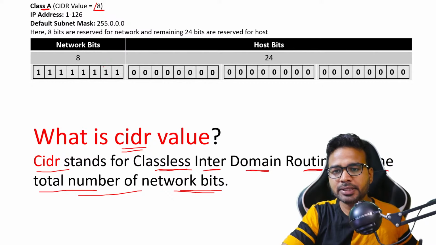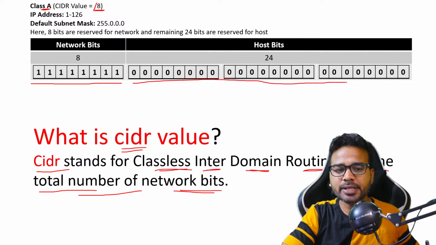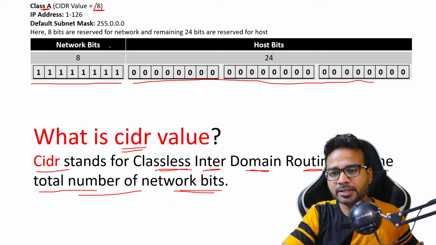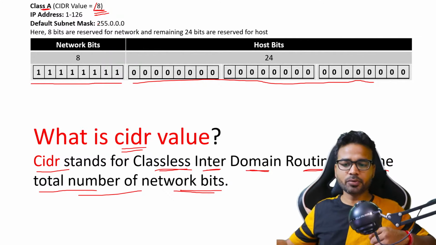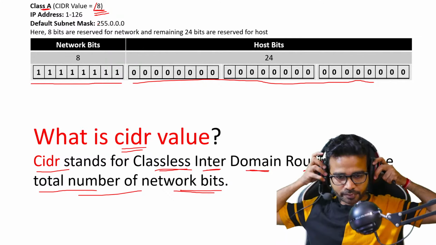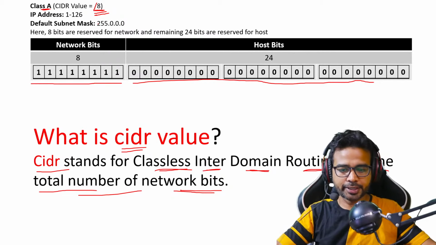For example, this is a class A IP address, correct? In a class A IP address, the first 8 bits are reserved for the network and the remaining bits are reserved for the host, correct? Each octet has 8 bits. Because of that reason, in class A only 8 bits are reserved for the network. That is why the class A CIDR value is only 8. Clear? If you have any doubt, you can write it in the comment section below and ask me your query. Got it?